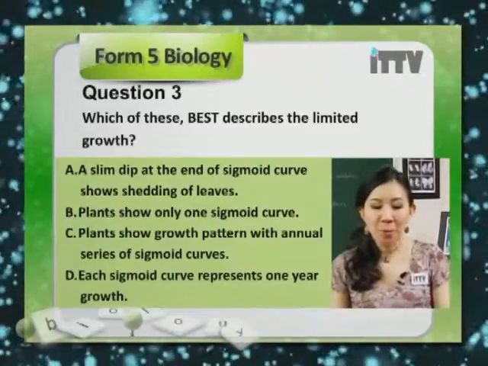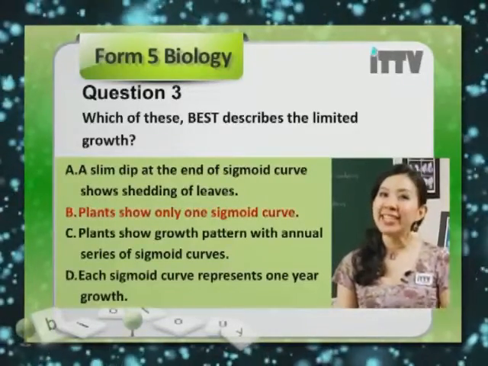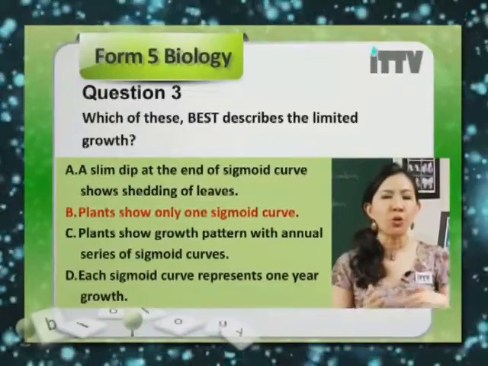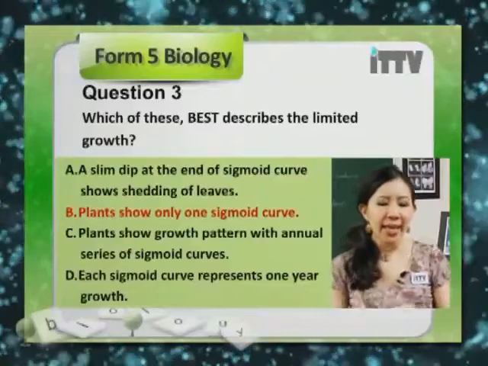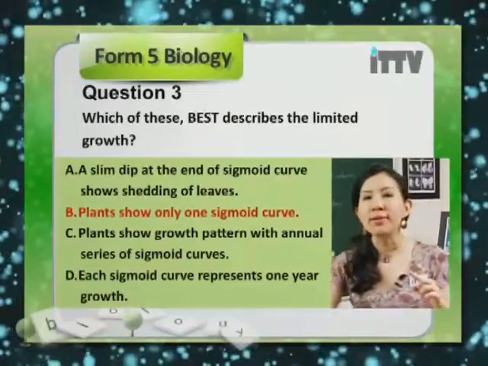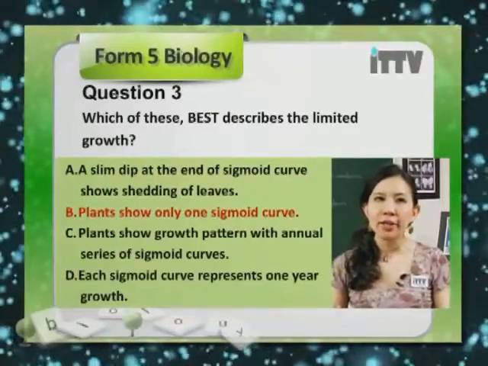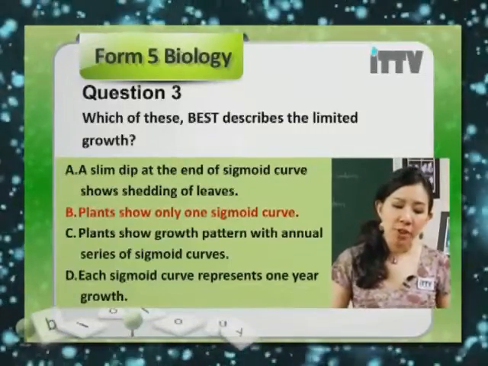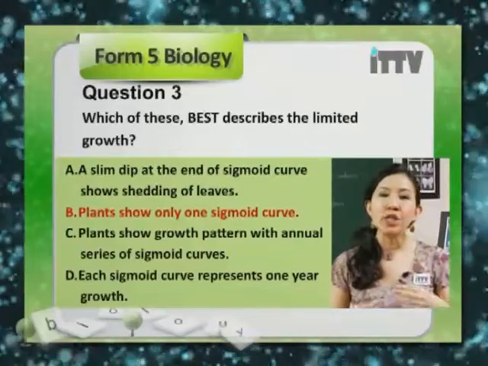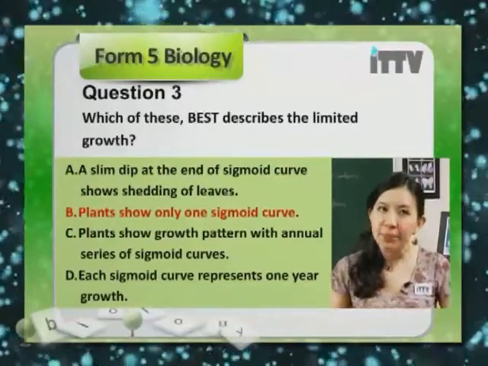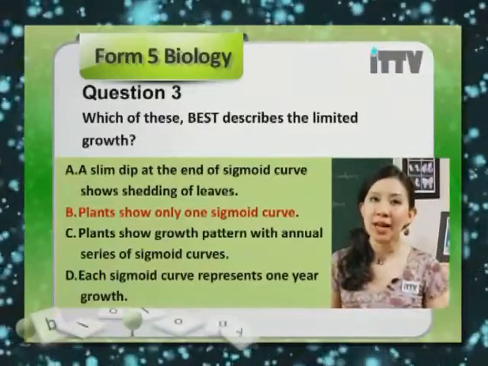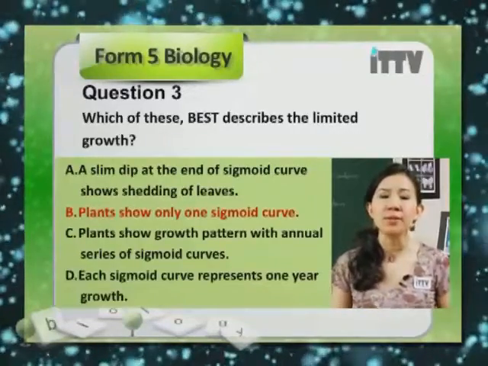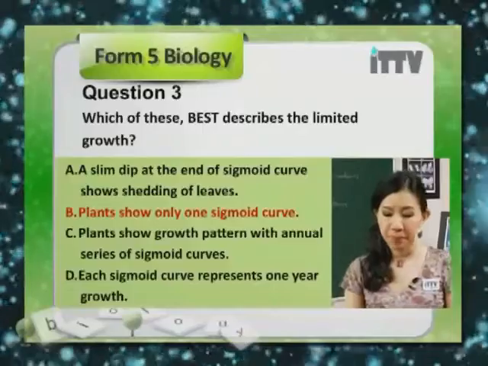If you had chosen option B, congratulations, you are right. The answer is for limited growth, or they're known as annual plants. These plants only show one sigmoid curve and they only last for one season only. The other options A, C and D are descriptions for unlimited growth, for perennial plants, plants that grow and fruit and flower season after season.